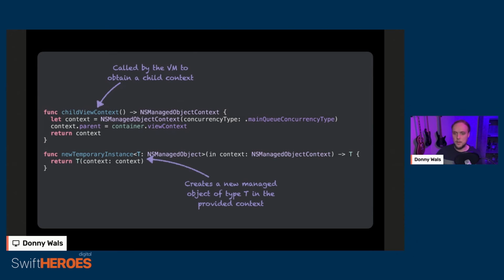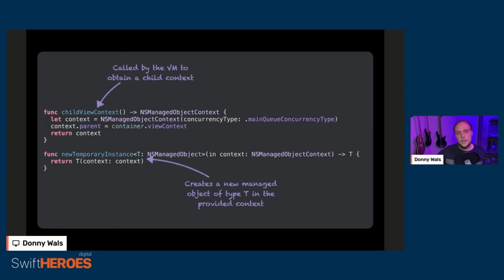And my new temporary instance is really very simple. Like I said, it's mostly so I could add more if I wanted to. In this case, I wanted to keep it simple. So it just returns an instance of generic T and associates the new instance of this new managed object with the context that it was given, in this case, a child context.